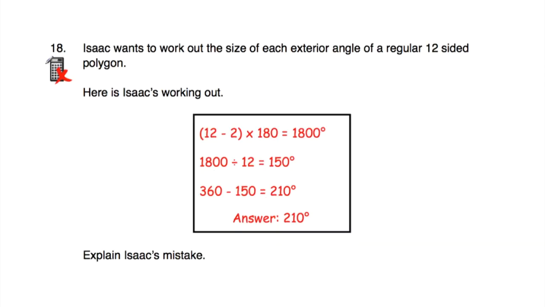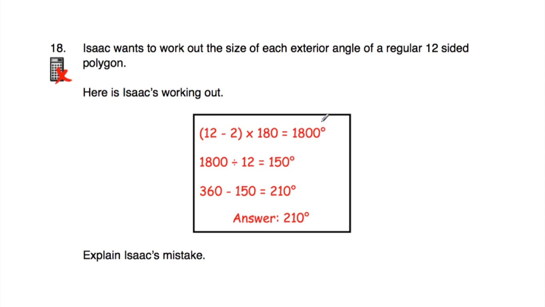Okay, let's have a look at our next question, question number 18. So Isaac wants to work out the size of each exterior angle of a regular 12-sided polygon. And here's his working out. So he takes the number of sides, so 12 sides. He takes away 2, and he times by 180. So 12 take away 2 is 10, times by 180 is 1,800.